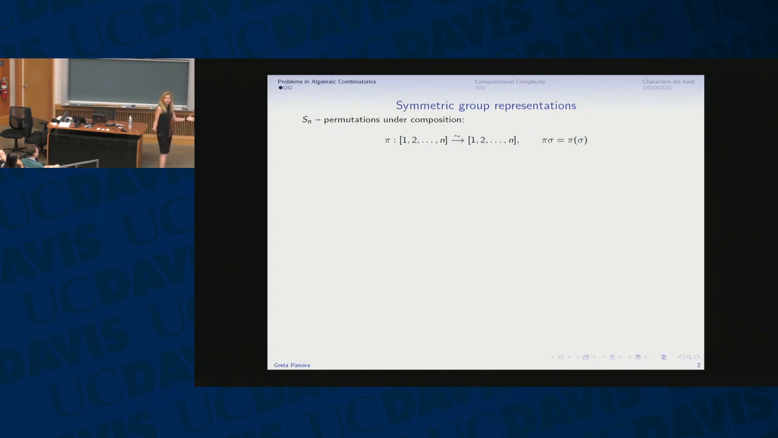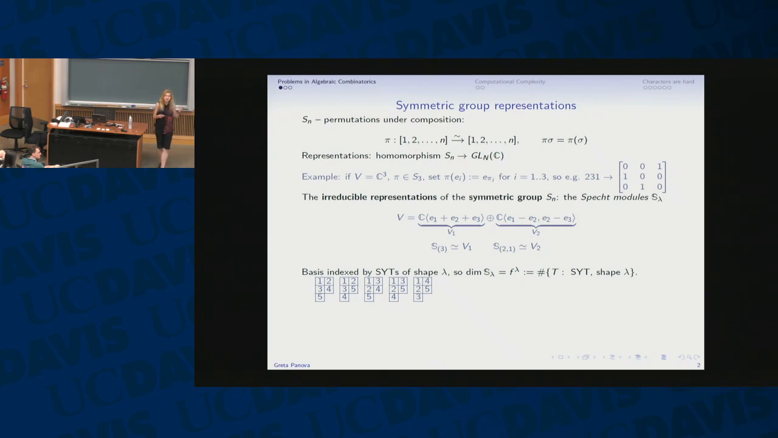We all know permutations, right? They form the symmetric group under composition, and we know representations of this symmetric group. As with any finite group, we can do that. So here is one example where we present our group elements as matrices that satisfy the same group law. And what will we do next? We decompose these representations into irreducibles.